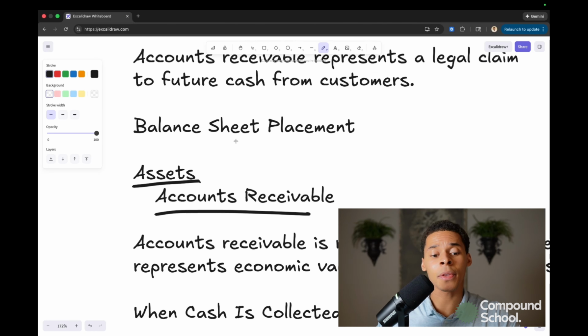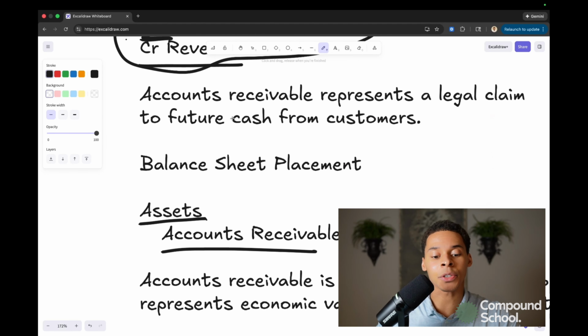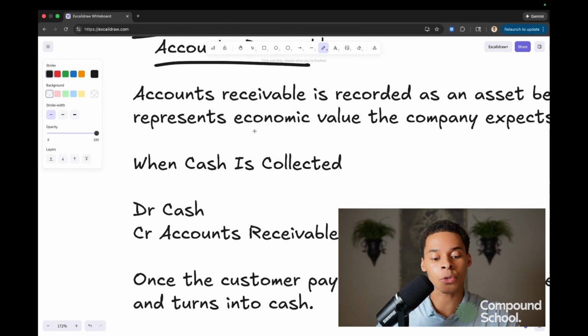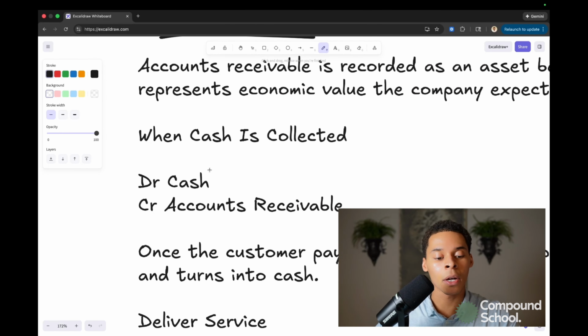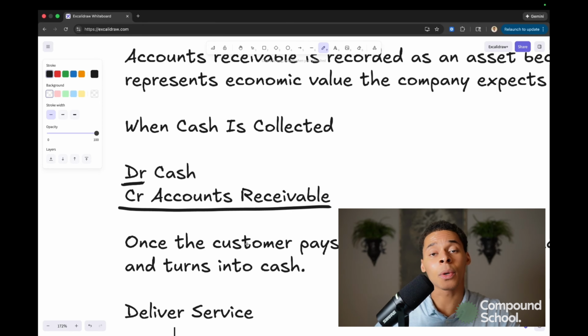So I've shown you the initial entry here, right? We're going to debit accounts receivable and credit revenue. And so when cash is collected, we're going to have to make another entry, and it's going to go as follows. We're going to debit cash, thereby increasing that account balance, and we're going to credit accounts receivable, thereby reducing that account balance. And it's really that simple. So once the customer pays us, the receivable is going to disappear and it's going to turn into cash.